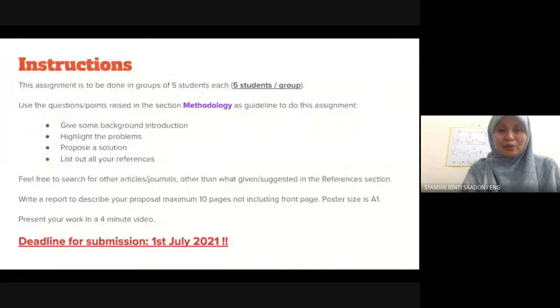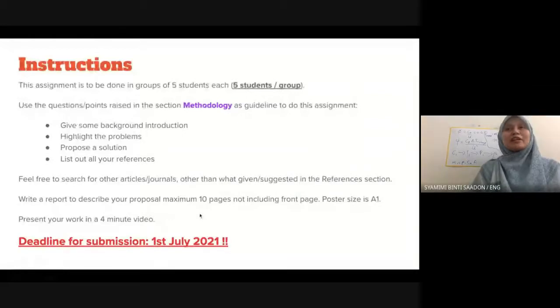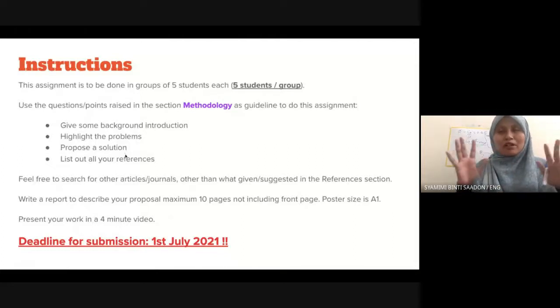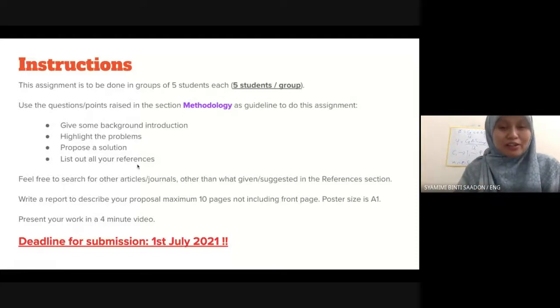Yeah, so what you need to do is write a report. Write a report of maximum 10 pages, not too long. Just very simple. Just make sure you include all of this: some background study, problems, your methodology, your proposed solution, propose your cycles, and just list out the references.